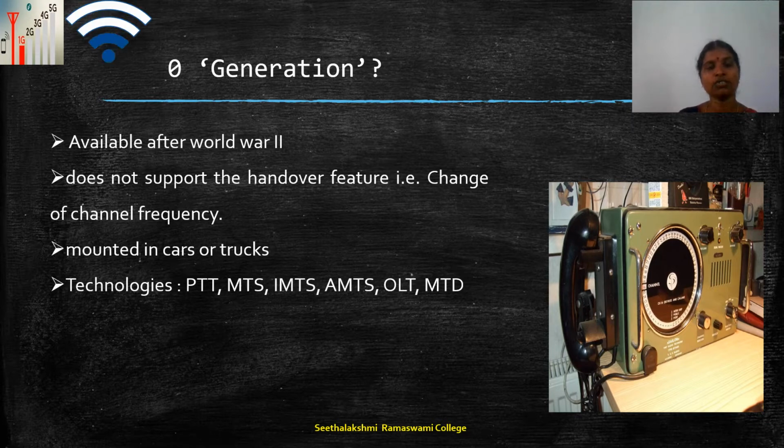The technologies used in these systems included Push to Talk, Mobile Telephone System, Improved Mobile Telephone Service, Advanced Mobile Telephone System, Autoradiopuhelin-like LAN mobile telephony, and Mobile Telephony System D. The primary users were loggers, construction foremen, and celebrities. They were used for basic voice communication.